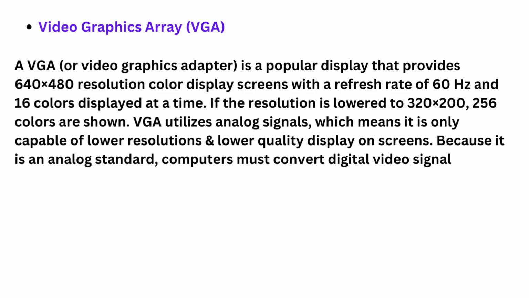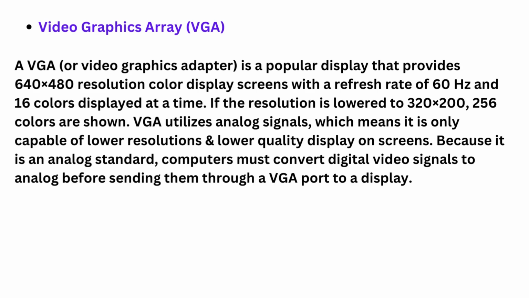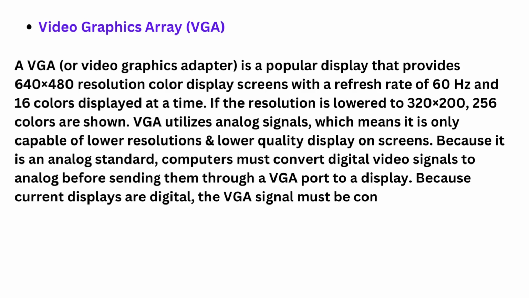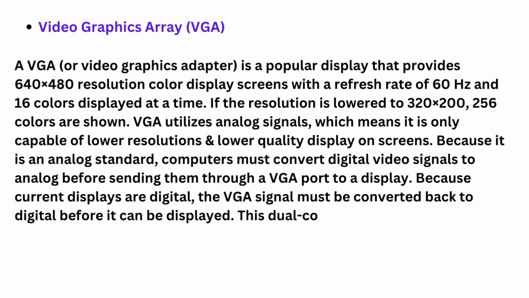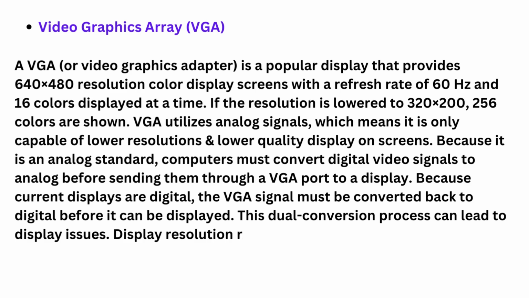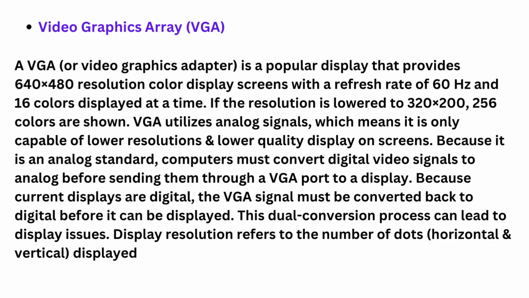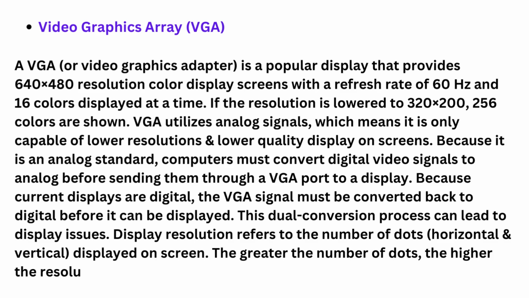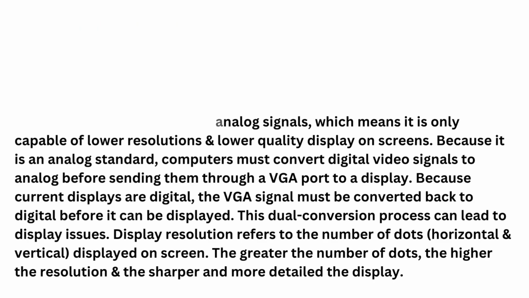Because it is an analog standard, computers must convert digital video signals to analog before sending them through a VGA port to a display. Because current displays are digital, the VGA signal must be converted back to digital before it can be displayed. This dual conversion process can lead to display issues. Display resolution refers to the number of dots, horizontal and vertical, displayed on screen. The greater the number of dots, the higher the resolution and the sharper and more detailed the display.